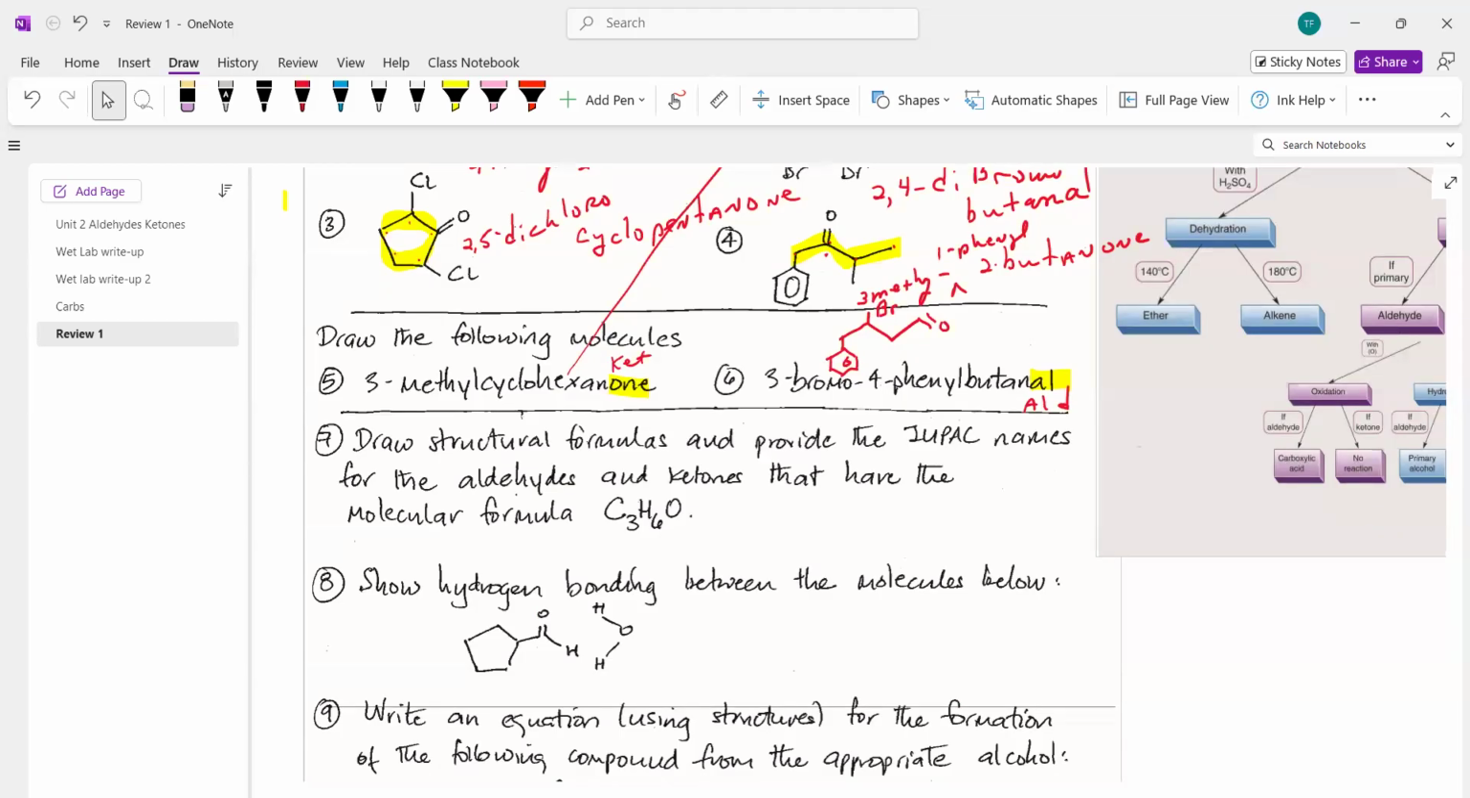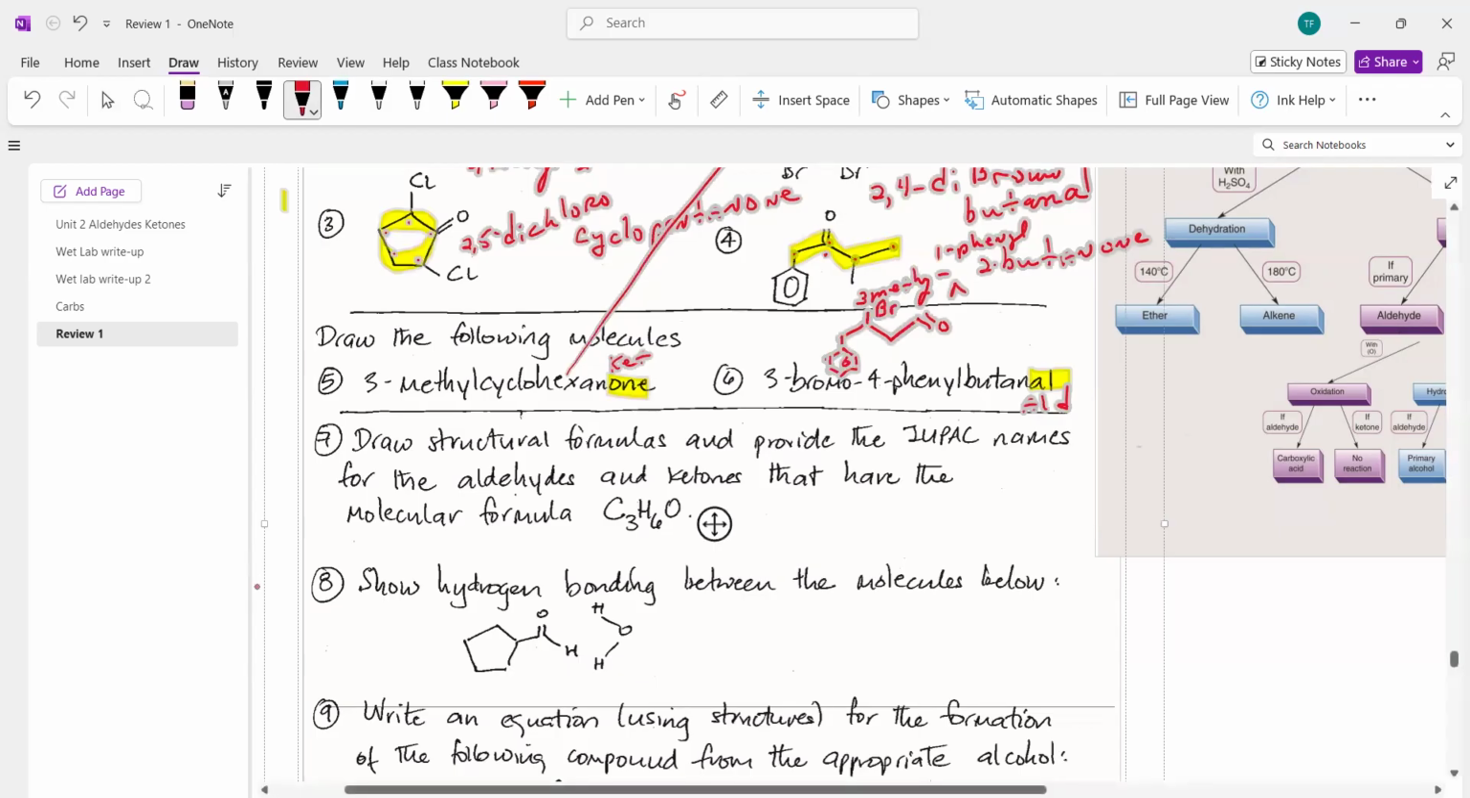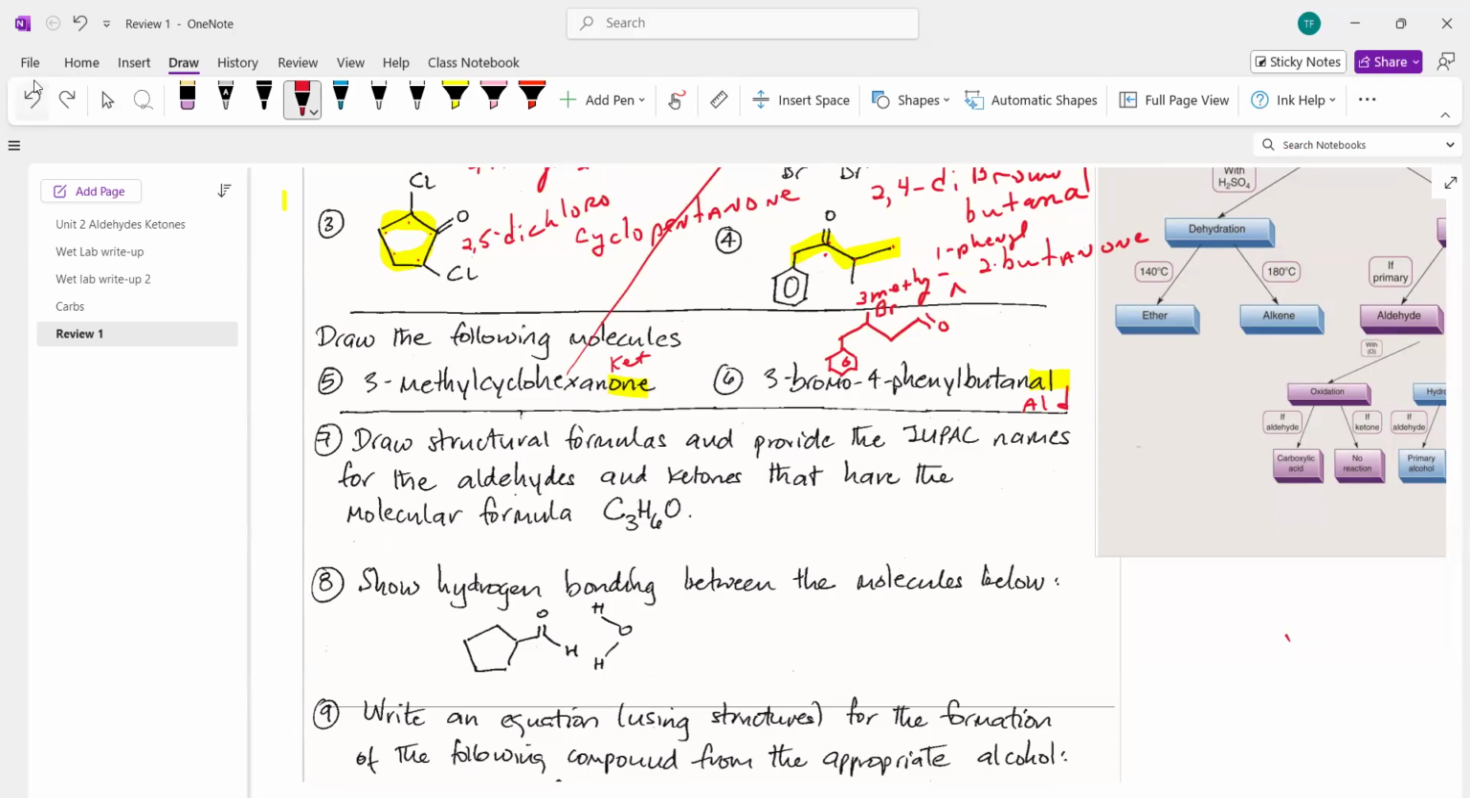Okay, draw structural formulas and provide the IUPAC names for the aldehydes and ketones that have the molecular formula C3H6O. Well, let's just start with the simplest one. Okay. We have 6 hydrogens. Well, we do an aldehyde. So here's an H here. Here's 3 H's. So that's 4 total, and then 6 H's there. So that's one. And then the other one would be the ketone version.